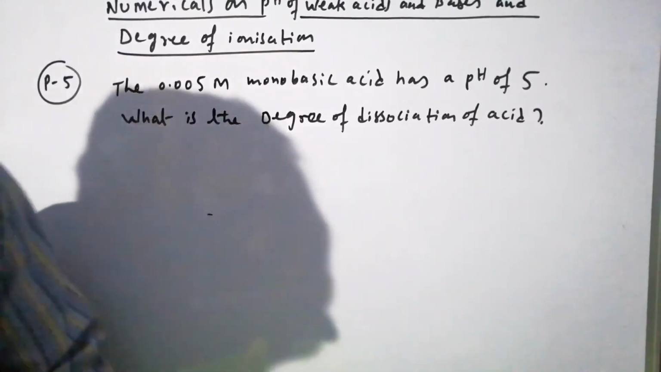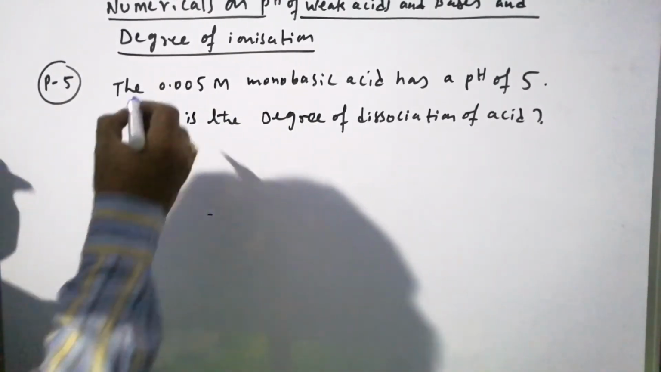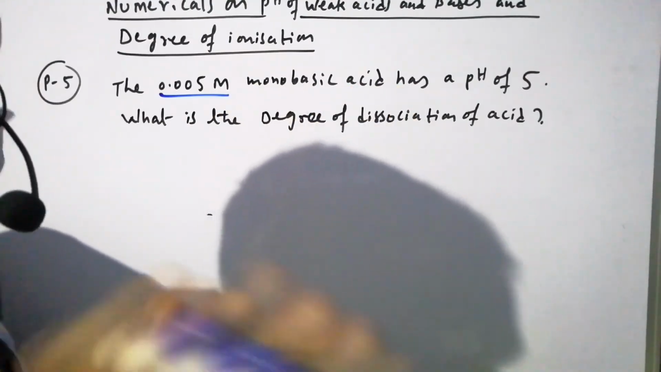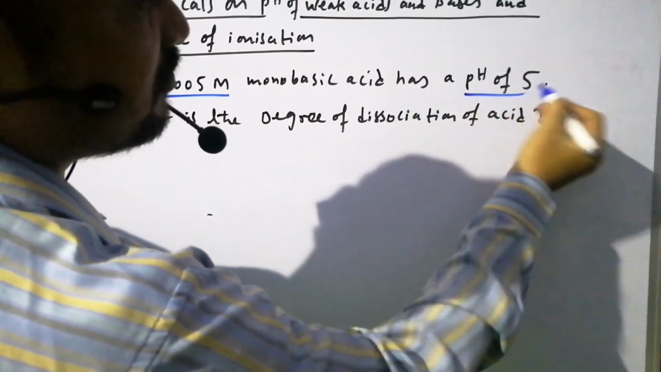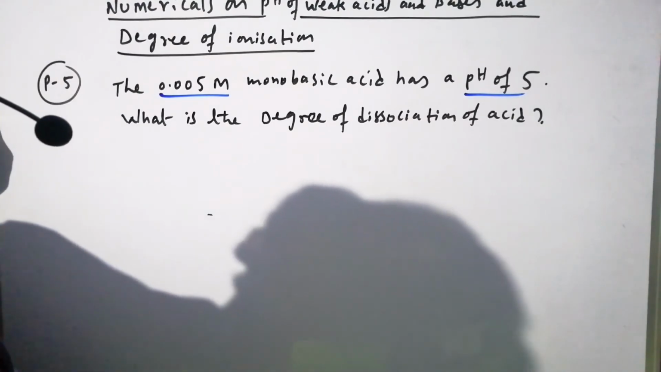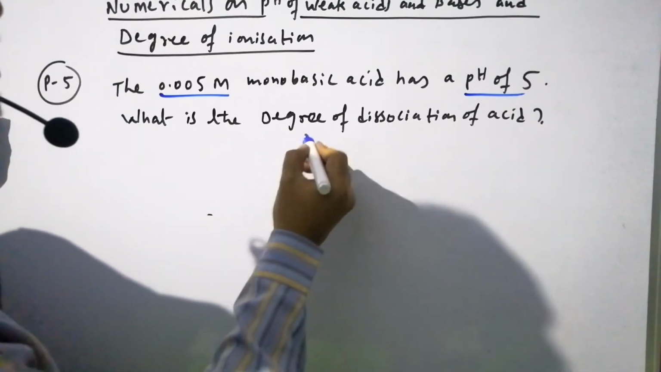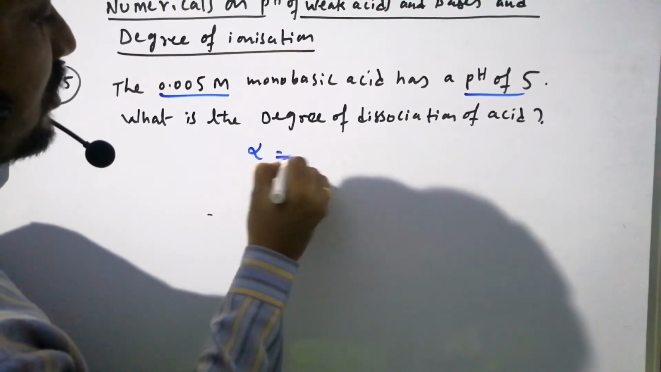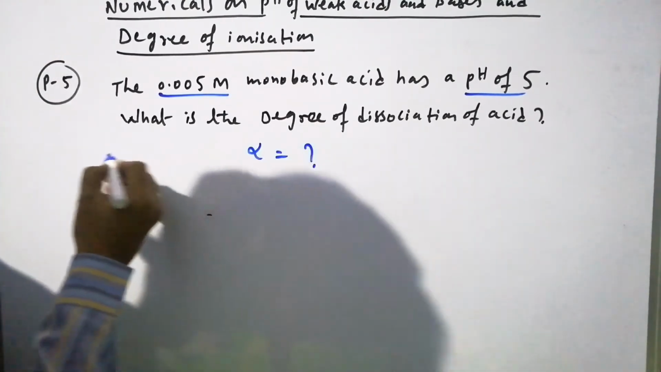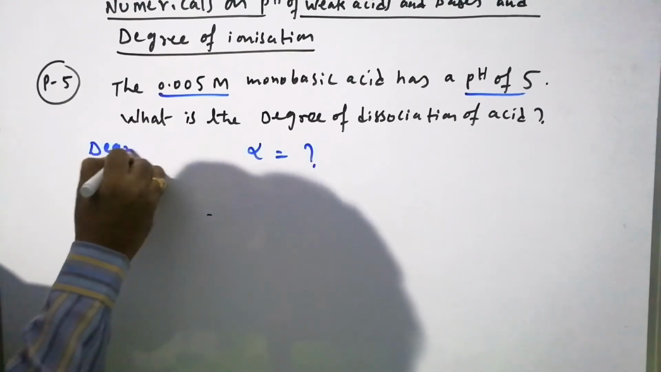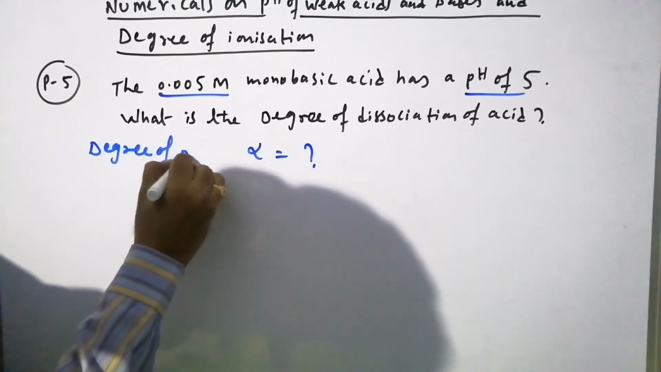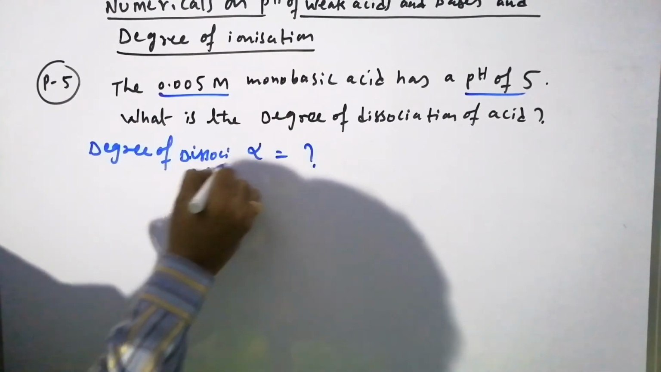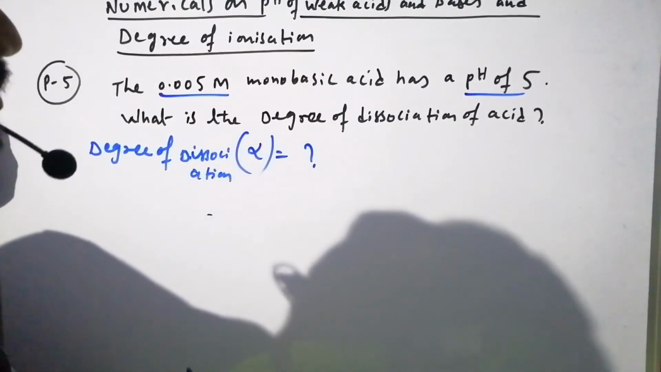Students, see the problem. The 0.005 molarity, that means concentration, was given. Monobasic acid means molarity and normality are the same. The pH value was given. pH value is 5. So the degree of dissociation of the acid should be found out. That means alpha is equal to question mark. Degree of dissociation.